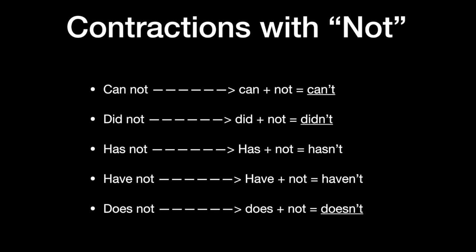Some other ones that I have here are did not, and that becomes didn't. Has not becomes hasn't. Have not becomes haven't. Does not becomes doesn't. If you're noticing, I am saying these words a little bit different. If anything, it just sounds like I'm saying did not faster. So instead of saying did not, I'm just saying didn't.